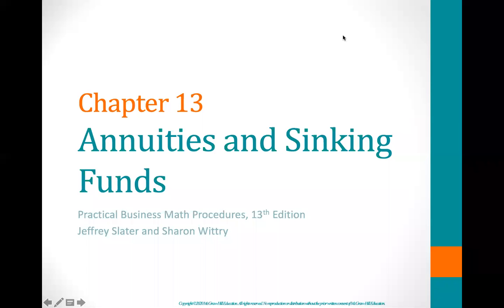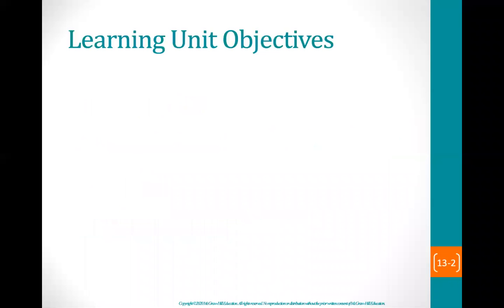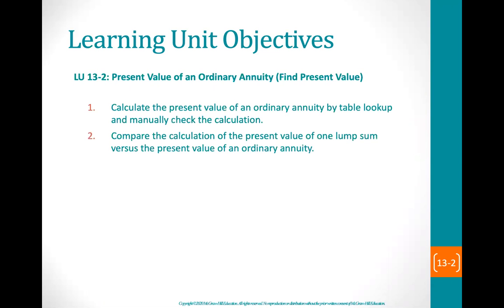Chapter 13, Annuities and Sinking Funds. In Learning Unit 2, we talk about the present value of an ordinary annuity. We calculate the present value of an ordinary annuity by table lookup and then manually to check our calculation, and compare the calculation of the present value of one lump sum versus the present value of an ordinary annuity.